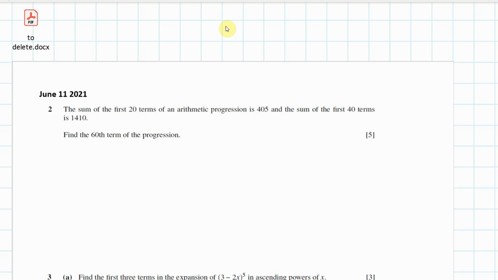So what I'm going to do here, if the sum of the first 20 is 405, I'm going to go 405, and remember you've got in your formula sheet the formula for the sum of an arithmetic series, so it's n over 2, which is 20 over 2, bracket 2 times a, which we don't know, plus n minus 1, which is 20 minus 1, 19d. We don't know what d is either.